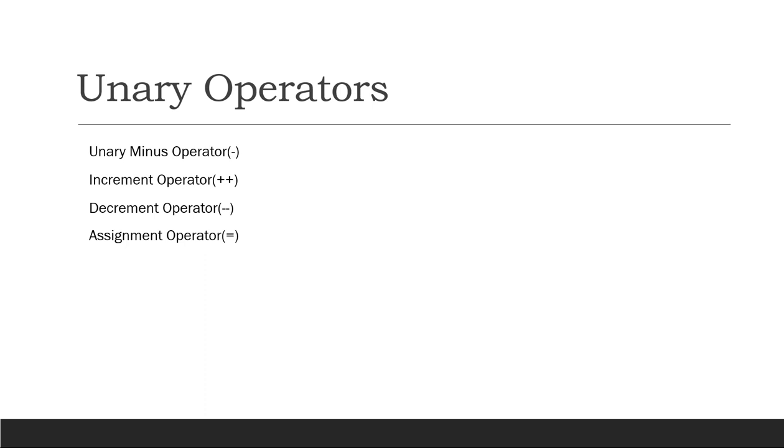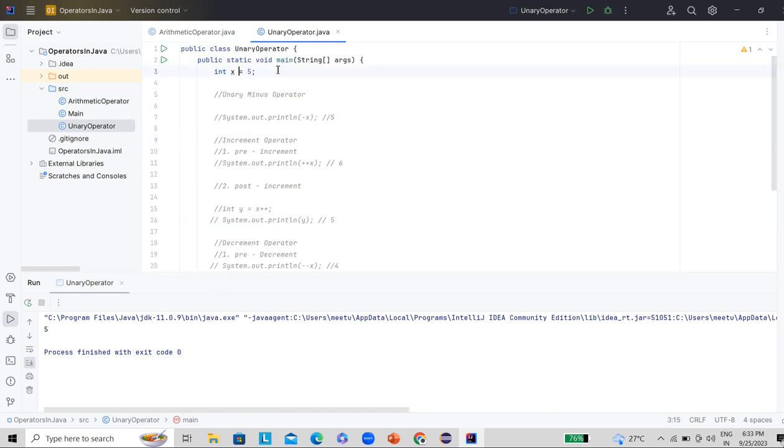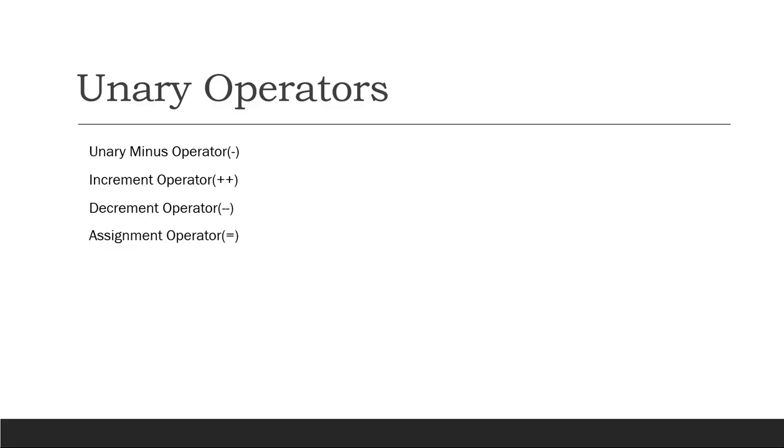The next operator available is the assignment operator. The assignment operator is nothing but assigning some value. What we have done here is called assignment. Here we are creating the variable x and then assigning the value directly. So this is the assignment operator. Let's move ahead and see the next topic.